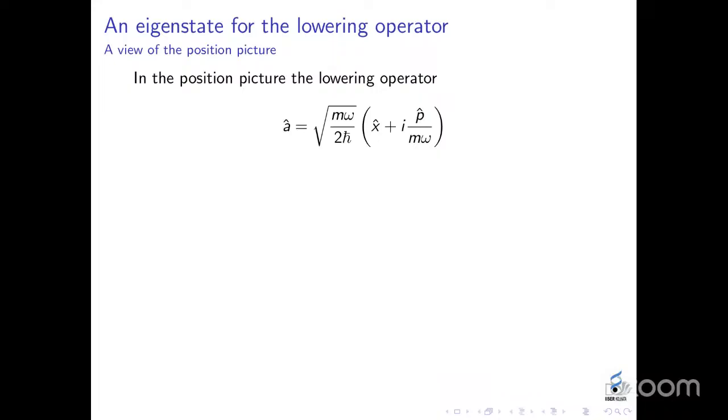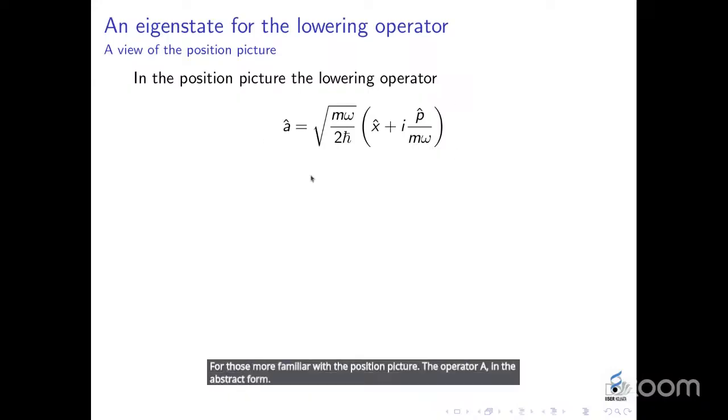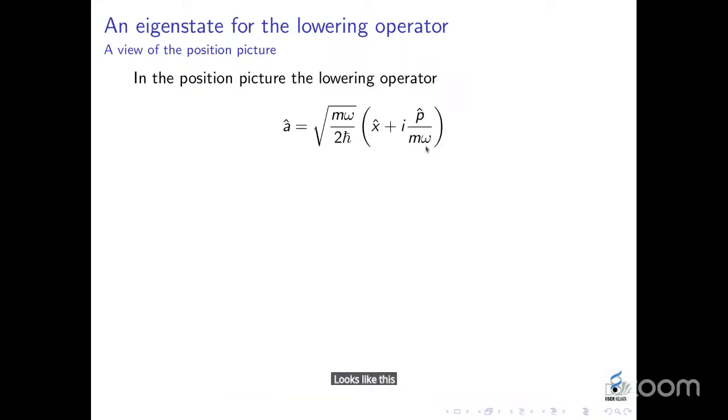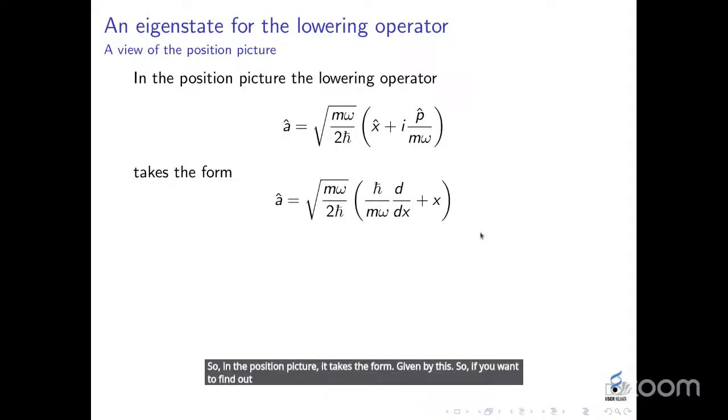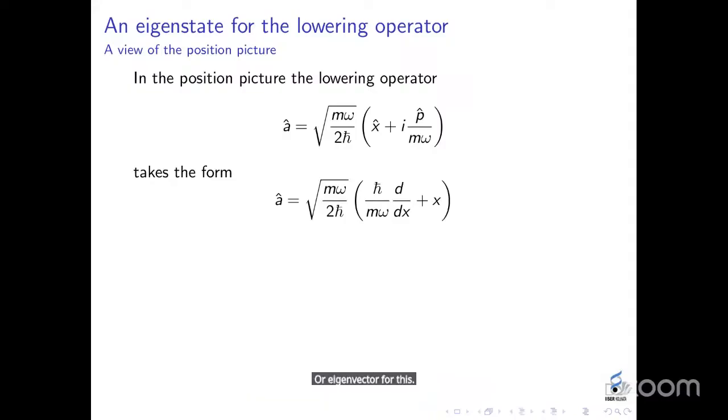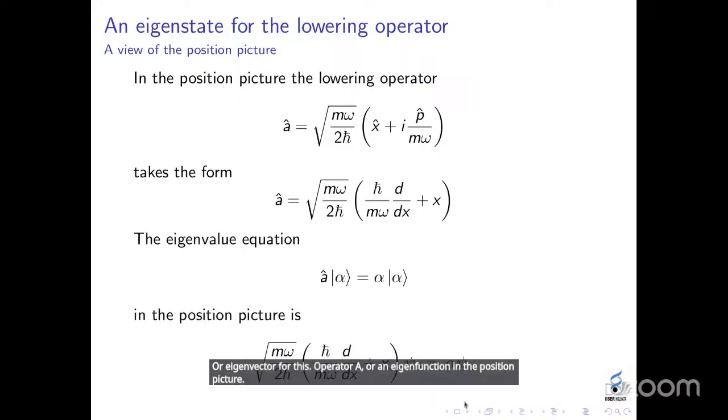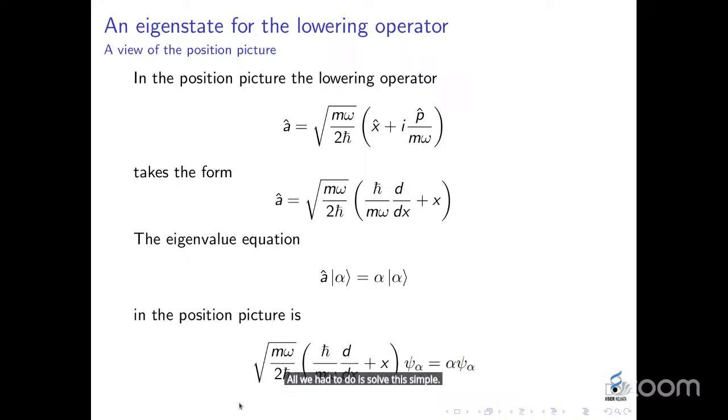Now, quickly, for those more familiar with the position picture, the operator A in the abstract form looks like this, but I can always replace the operator in the position picture by h cross over i d/dx. So in the position picture, it takes the form given by this. If you want to find the eigenvalue or eigenvector for this operator A, or an eigenfunction in the position picture, all you have to do is solve this simple differential equation.